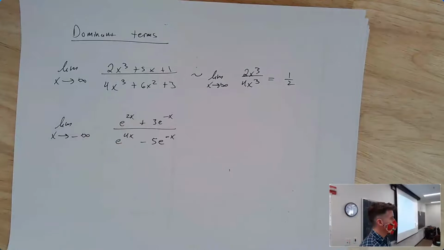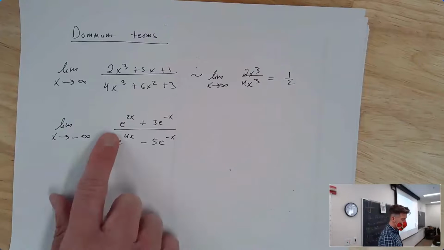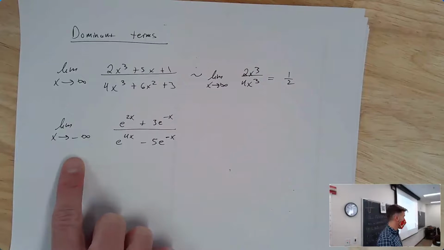What are the dominating terms here? Well, you might think it's the e to the 4x. And that would definitely be true if x were going to positive infinity. But x is not going to positive infinity, it's going to negative infinity. So here, the dominant term is actually e to the negative x. When I hear the word dominant term, I think of what's the thing that's growing the biggest, the fastest. And here, e to the negative x is the only thing that's actually getting larger. E to the 2x and e to the 4x are both getting smaller as x goes to minus infinity.